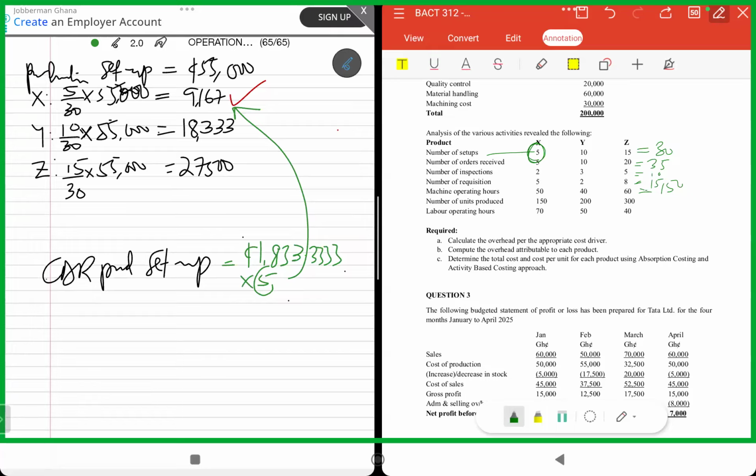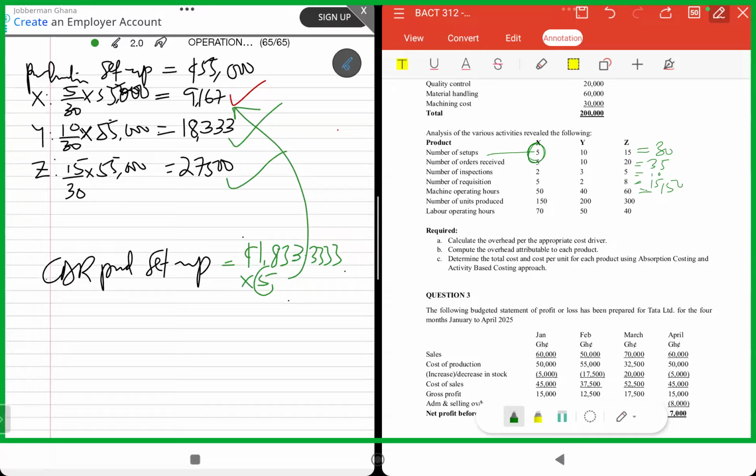Amy, multiply the 1,833 by 10. What do we have? 18333.3. Is it the same as what you have here? Yeah. Okay, so let's be quick. Pearl, multiply the 1,833.3333 times 15. What do you have? 27499.99. So when you are approximating, what do you have? 27,500. Is it the same here? Yes.